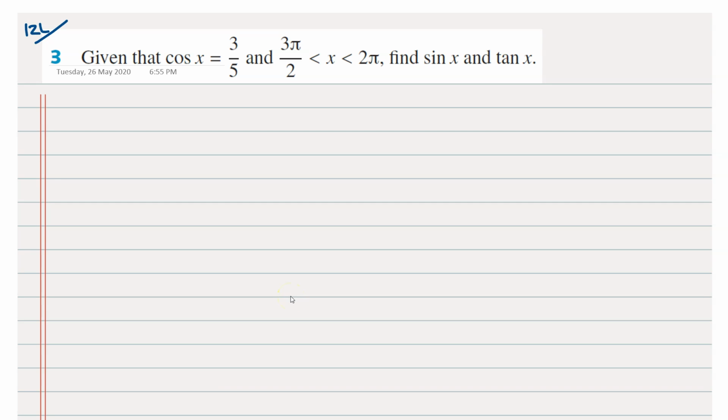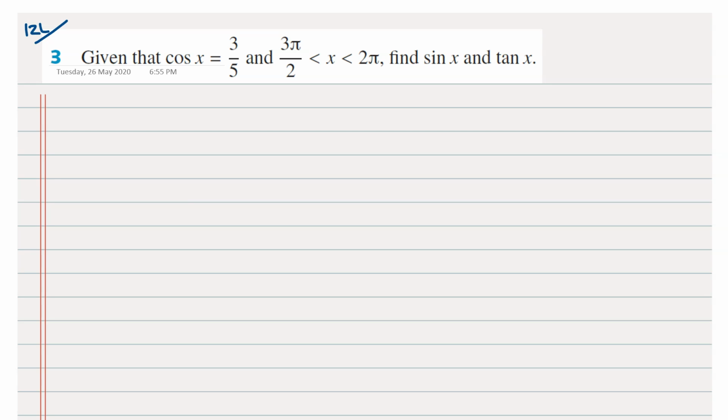Chapter 12L, question 3. In this question, we're looking at more of a properties question of the unit circle. We're given that cos x equals 3 over 5 and the domain is 3 pi over 2 is less than x is less than 2 pi. Find sine x and tan x.